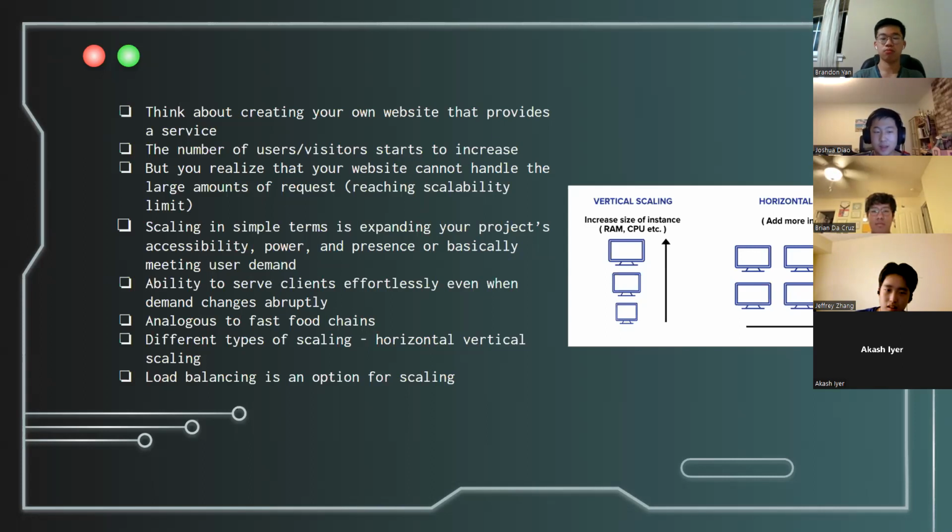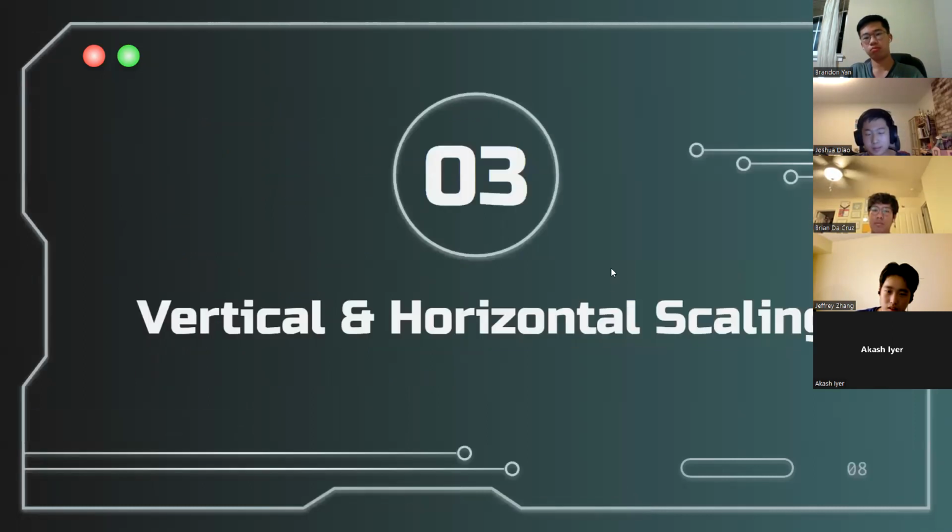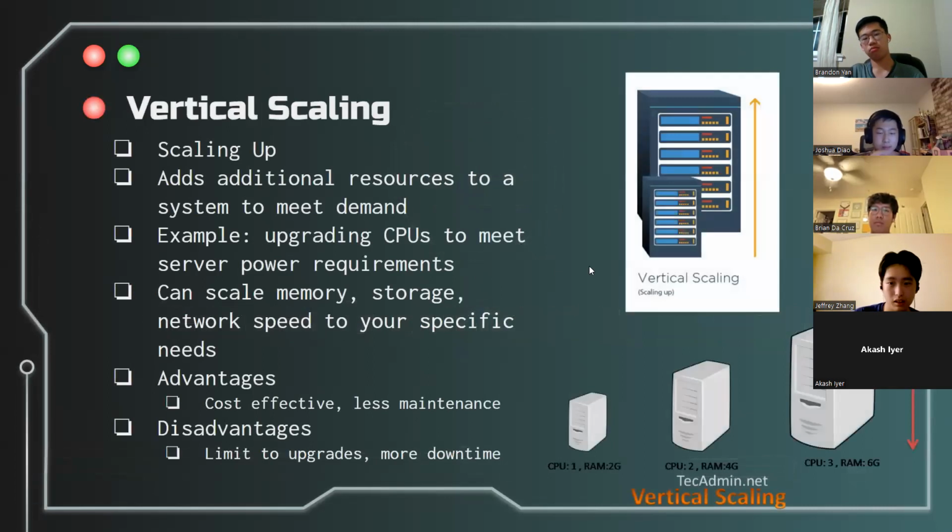And basically, connecting this back to load balancing, load balancing is actually an option for scaling. So you can see in the picture here, I have a brief summary. Vertical scaling, you can think of as upgrading your computer, like the specs of your computer. And horizontal scaling is just buying more computers to help. Okay, so there are two types of scaling: vertical scaling and horizontal scaling.